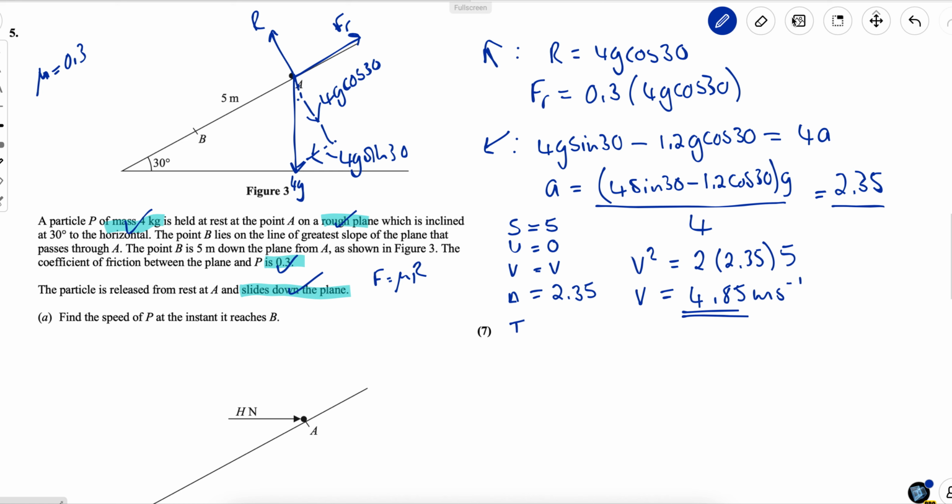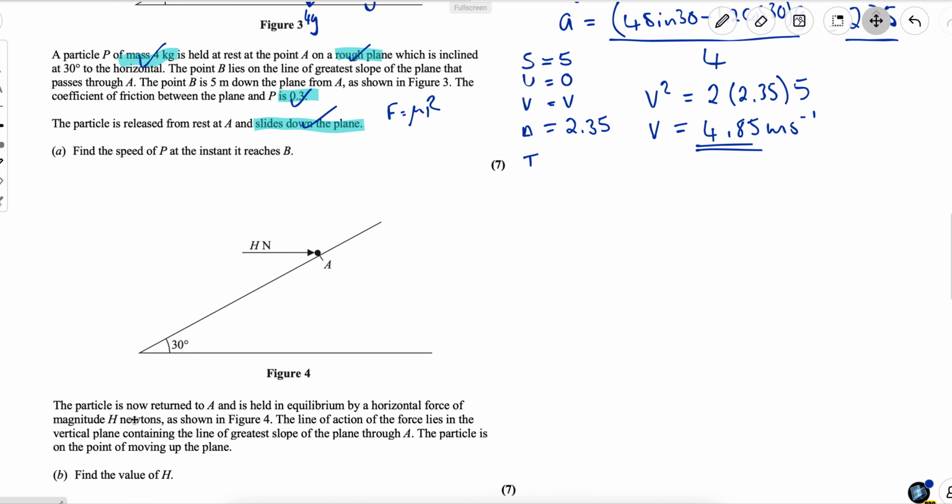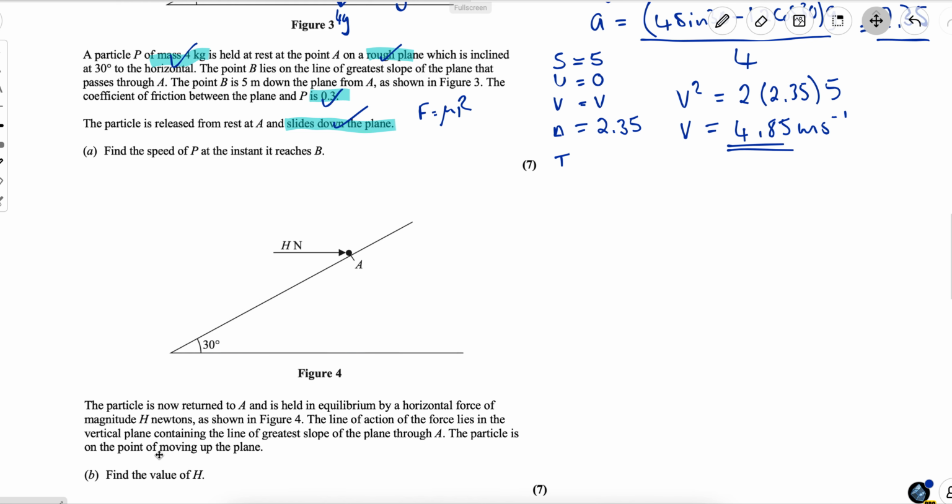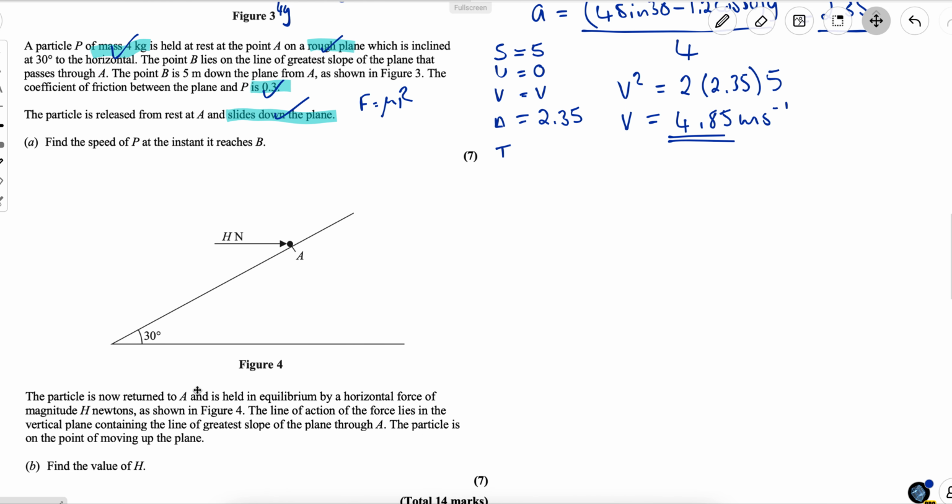So part B, the particle is now returned to A and held in equilibrium by a horizontal force of magnitude H newtons. The line of action of the force lies in the vertical plane as usual. The particle is on the point of moving up the plane, so that's important. So now I'm going to mark friction on down the plane.